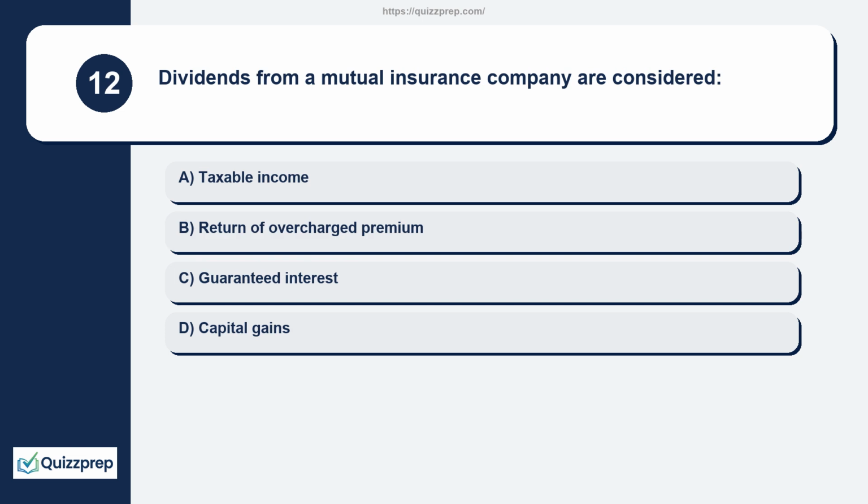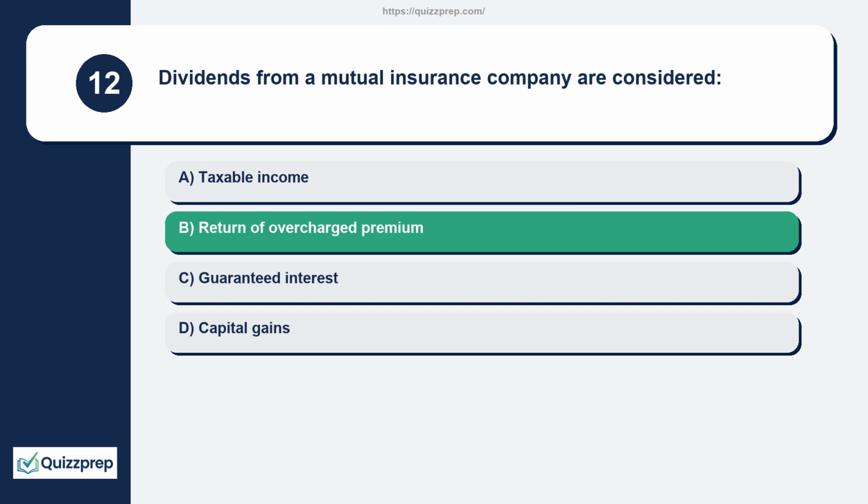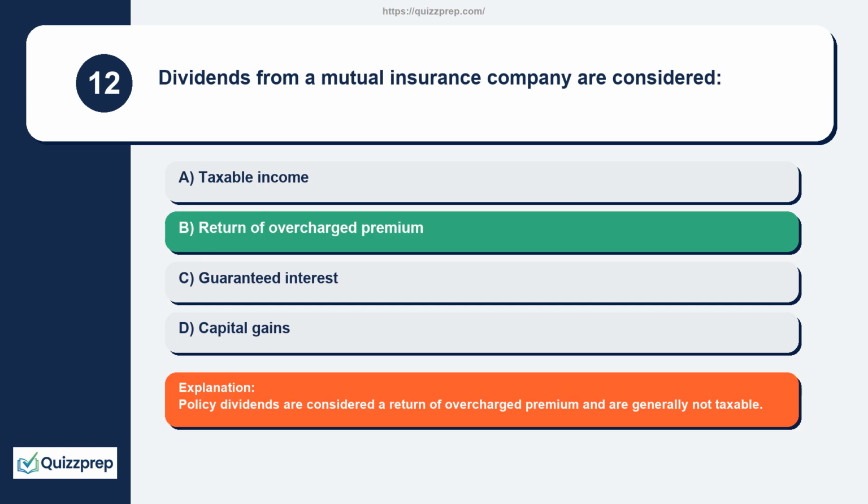Question 12. Dividends from a mutual insurance company are considered taxable income, return of overcharged premium, guaranteed interest, capital gains. Policy dividends are considered a return of overcharged premium and are generally not taxable.